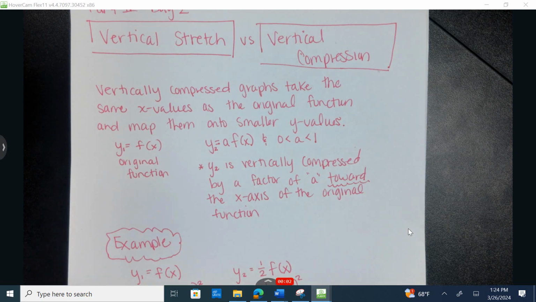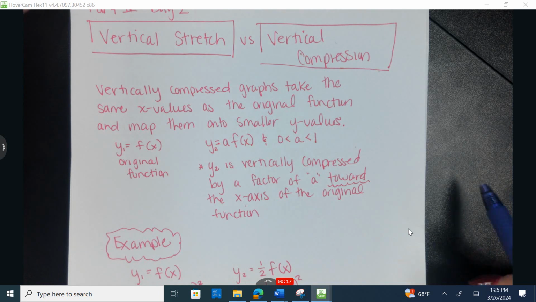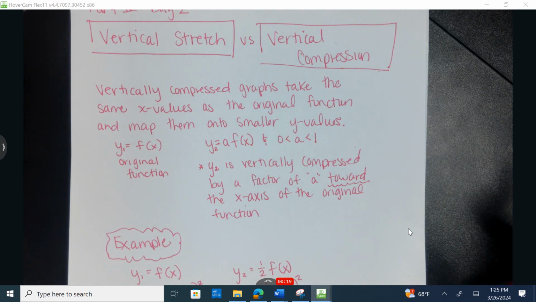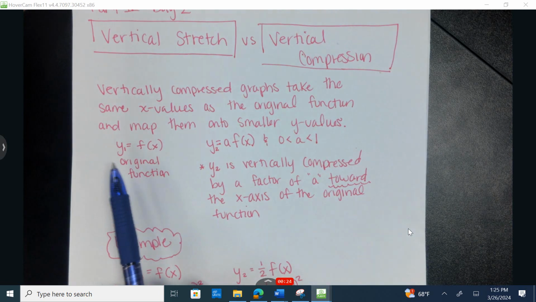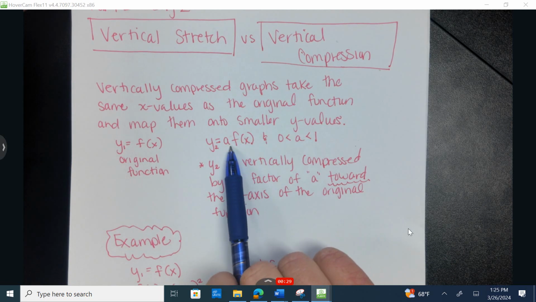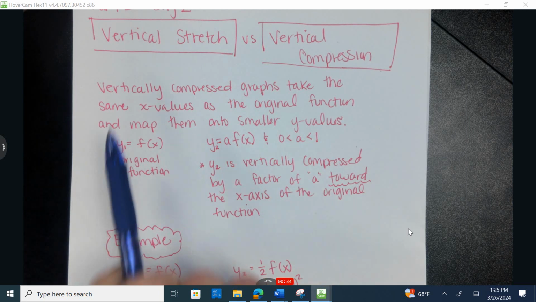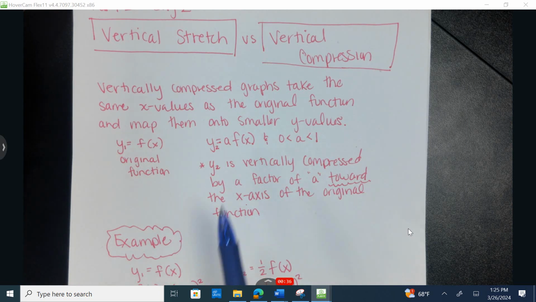This is day 2 of our second packet, and our second packet is going over common graphs. We're going to start by looking at vertical stretch versus vertical compression, things you've learned about dating back to freshman year. Vertically compressed graphs take the same x values of the original function and map them onto smaller y values. So if we say f of x is the original function, and we have a value in front of the original function that is between 0 and 1, this means it's vertically compressed. How else could we describe this?